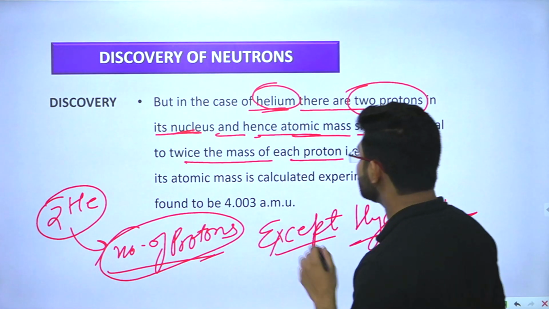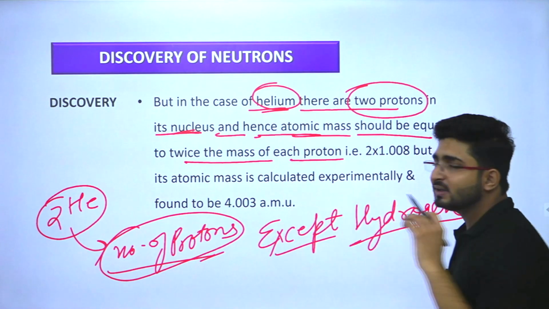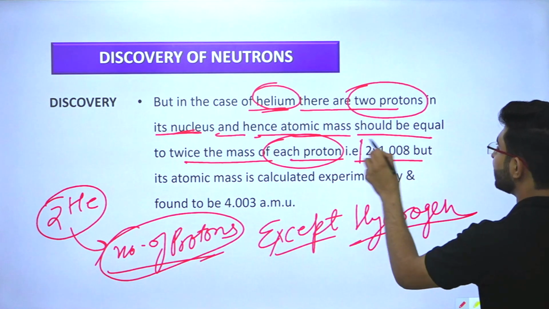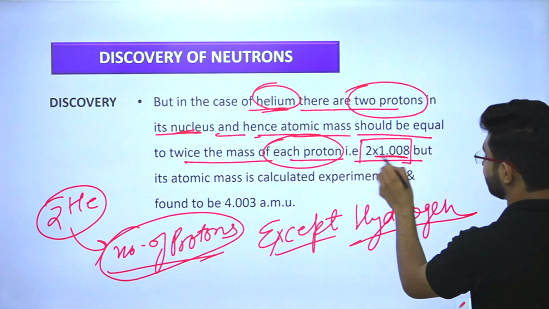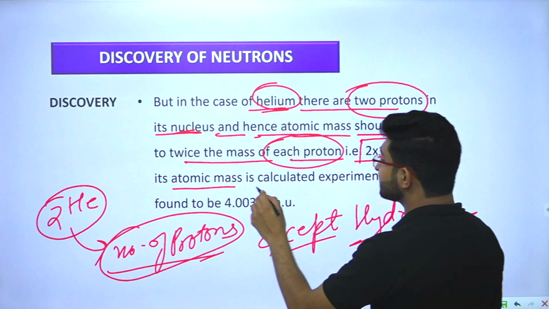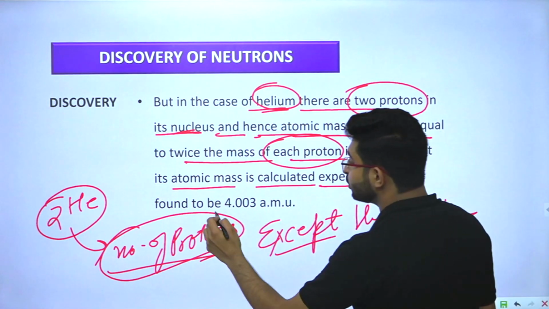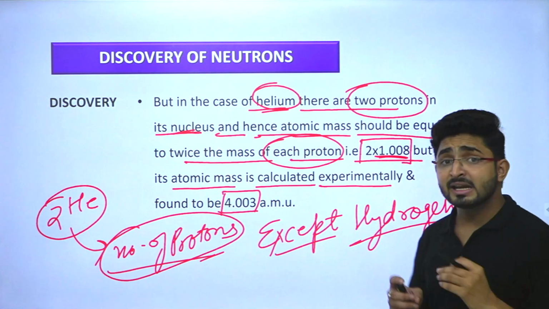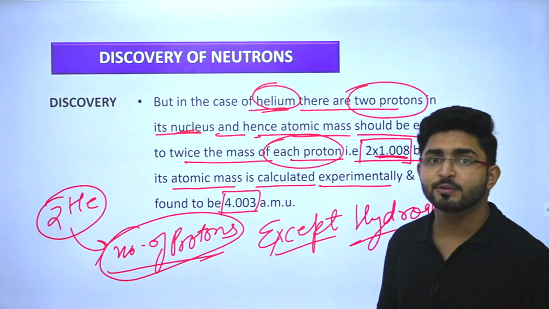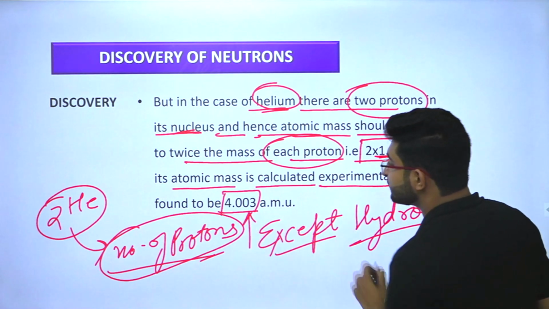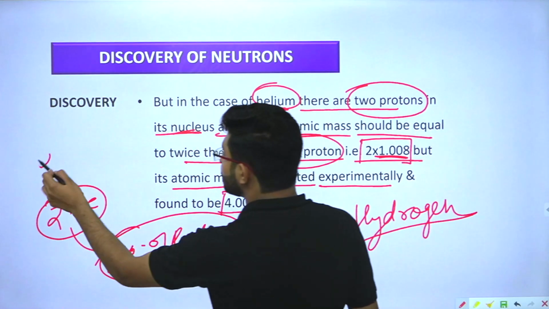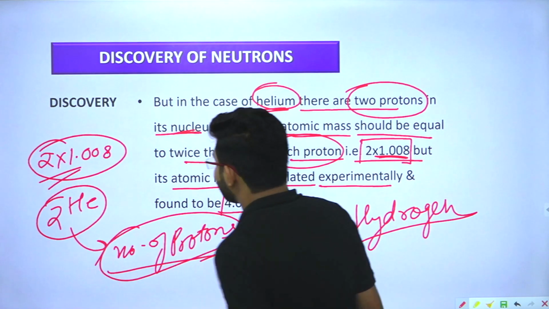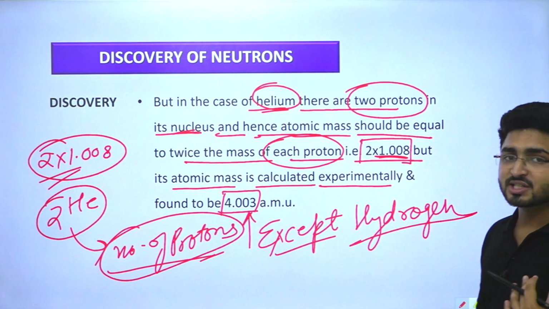So the mass of the atom should be twice that of each proton, that means 2 into 1.008, the mass of a proton. But its atomic mass, calculated experimentally, was found to be 4.003. This was the exception. You can see very clearly that the experimentally calculated mass of helium was 4.003, but it should be 2 into 1.008 according to the concept. That exception was found by James Chadwick.